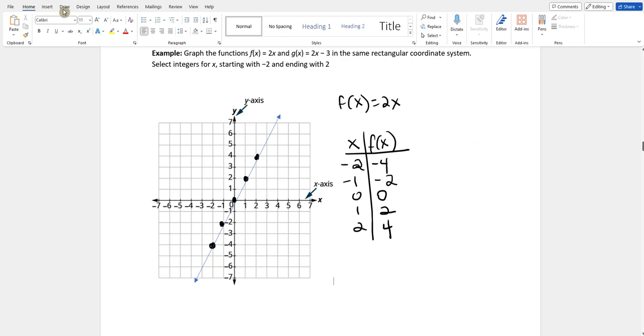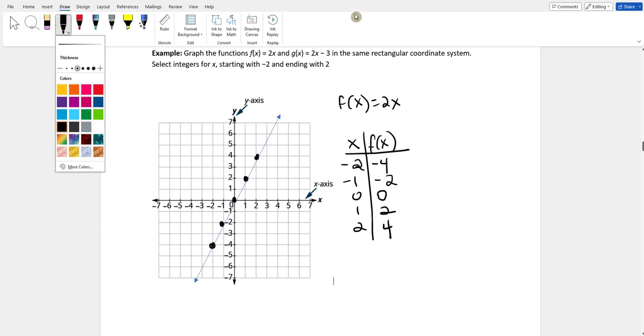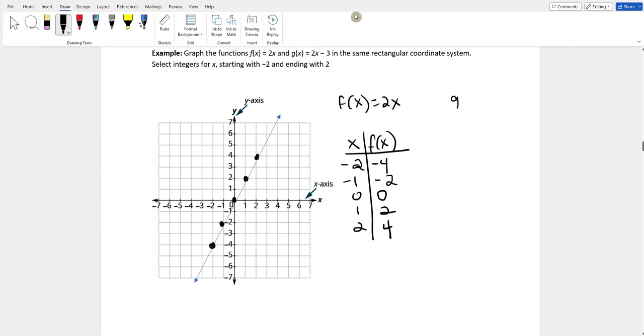So now, let's go ahead and graph g of x. Remember, g of x is equal to 2x minus 3. So I'm going to do my table of values. So we already know what 2x is equal to when we plug in these numbers. All we have to do now is subtract 3. So if we plug in -2 in here and we subtract 3, that'll be -4 minus 3, which is -7.